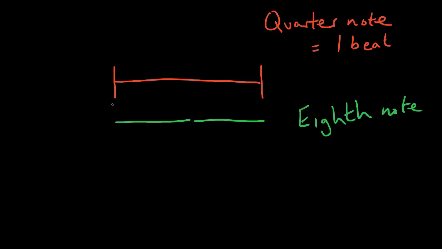And if I was to change my colour again, this time we'll pick a nice blue, and we would divide the same period of time up into four equal chunks. So we've taken this beat and we've divided it up into four. We would probably call those 16th notes.